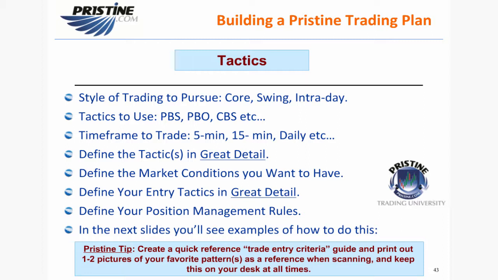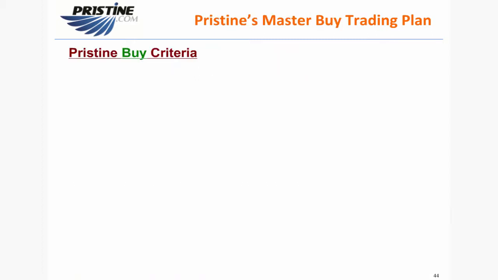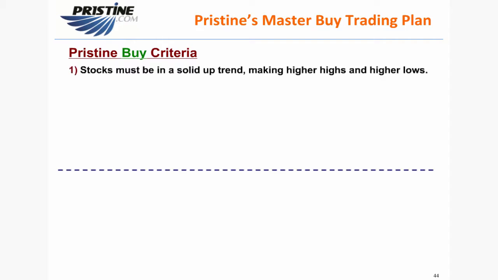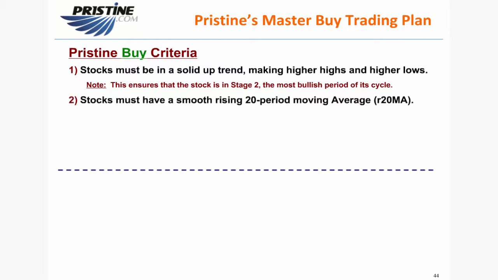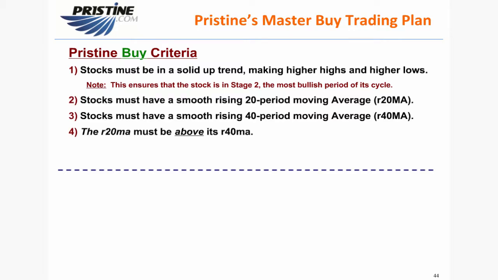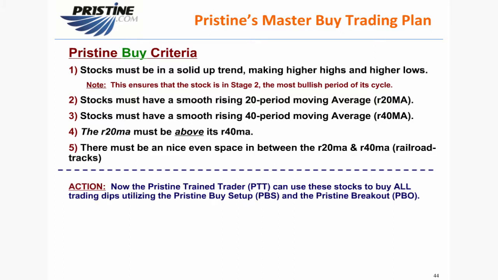You want to define the market conditions. You want to define what amplifiers you need to have and what amplifiers you would like to have. What does the larger time frame need to look like? Right? How much room does there need to be in terms of available target? So all of these things need to be clearly laid out. So for example, if you're looking to get long, the stock's got to be in an uptrend making higher highs and higher lows. It's got to have a smooth rising 20 and 40 period moving average with the 20 above the 40 and an even space between.